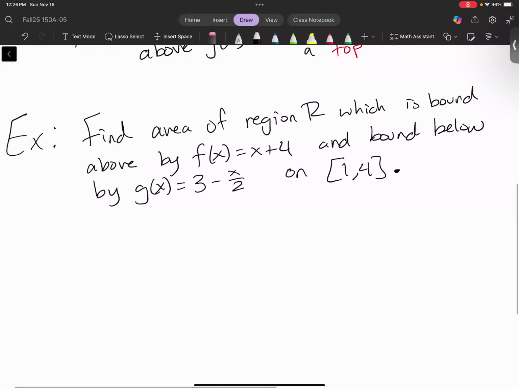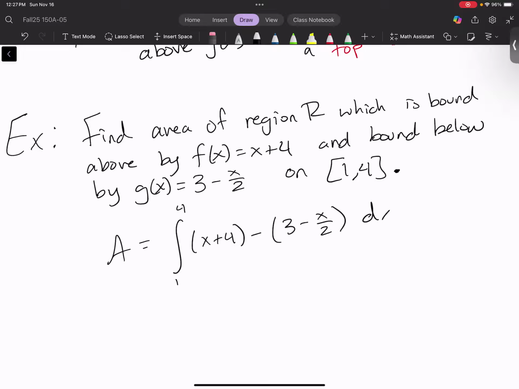So how are we going to do this? My bounds are 1 to 4. Then which one is my top function? My region is bound above, it's capped by the function above, so that's going to be x plus 4. Now we need parentheses here. And then our bottom function, by process of elimination, is the other one. Make sure you use parentheses.